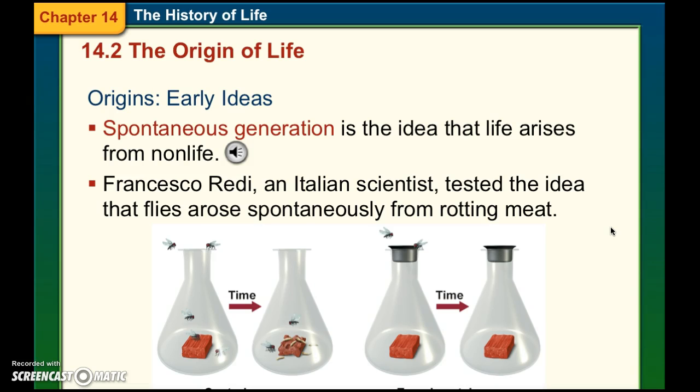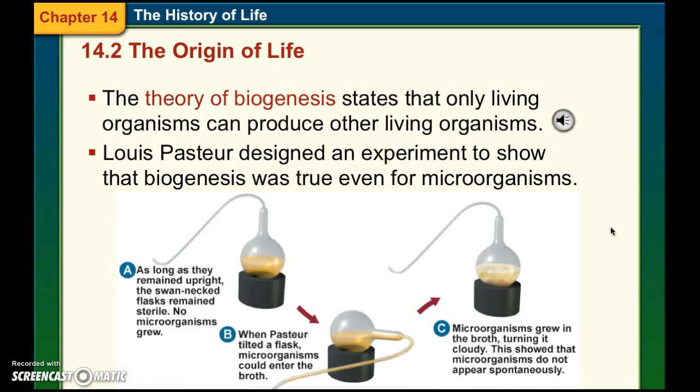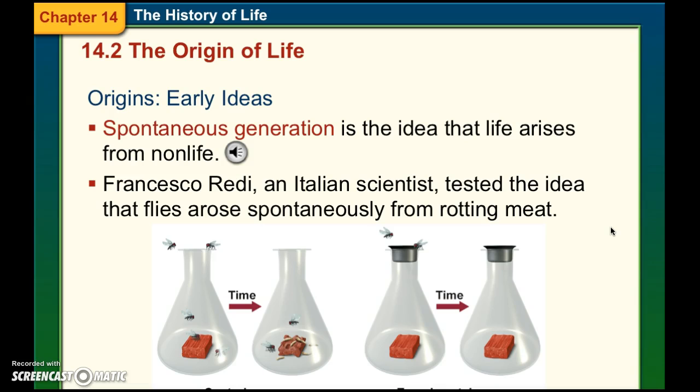All right, so spontaneous generation is the idea that life arises from non-life. Now, Francesco Redi, he was an Italian scientist, and he tested the idea that flies arose spontaneously from rotting meat. And it seems weird that you would think that life would just appear from nowhere, but this is what scientists thought at the time. And Louis Pasteur actually did more with Redi, because Redi basically proved that the only thing that put maggots on the meat were the flies.